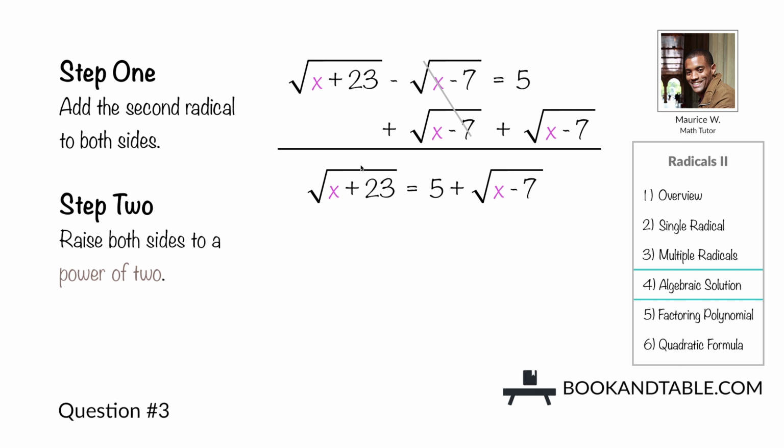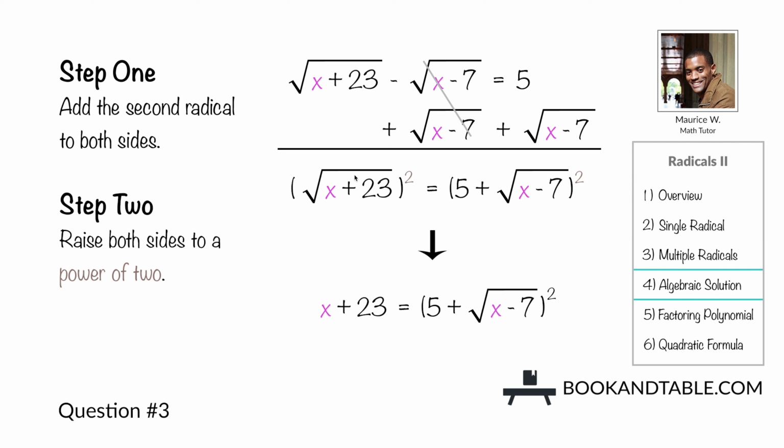So now that we've successfully isolated this first radical, to remove it, we raise both sides to a power of 2. And that leaves you with x plus 23 on the left side is equal to 5 plus the square root of x minus 7 squared on the right side. So now we will need to use the FOIL method to expand this expression.